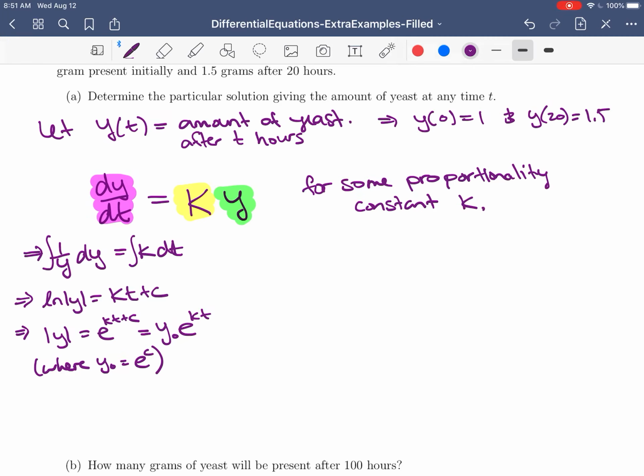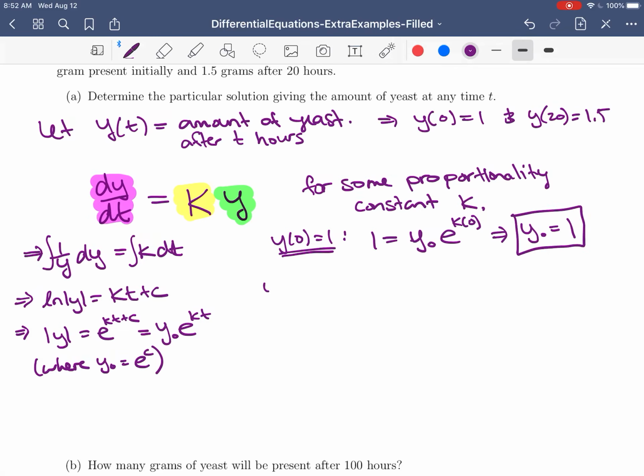Now we're going to use these two conditions to find our particular solution. So let's start with y(0) being 1. Okay, because that's going to mean that 1 is equal to y0 e to the k times 0. So t is 0. So that's e to the 0. Okay, that is just 1. So that means that I know now y0 is 1.